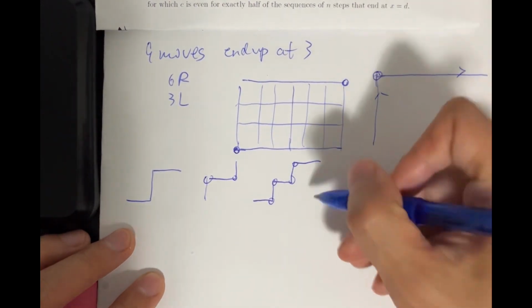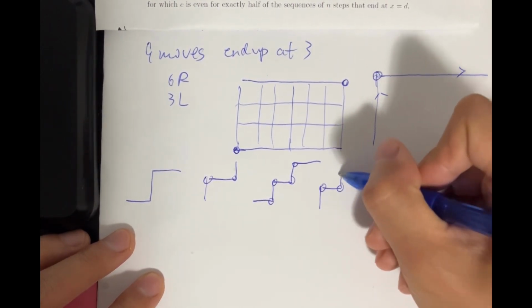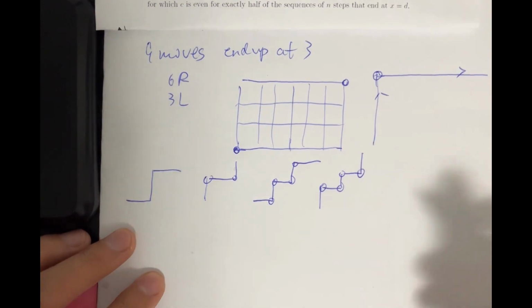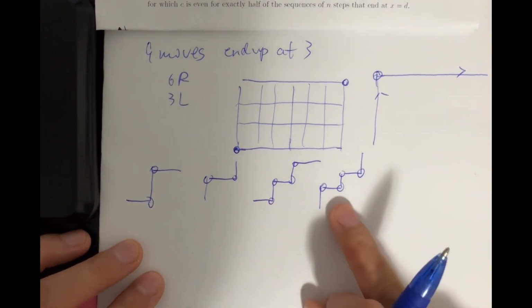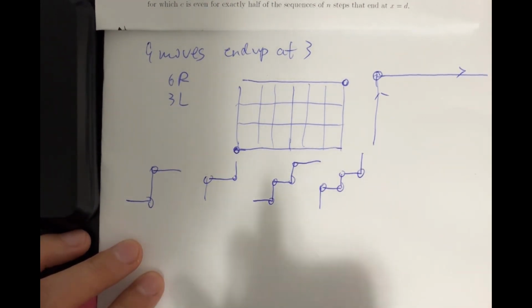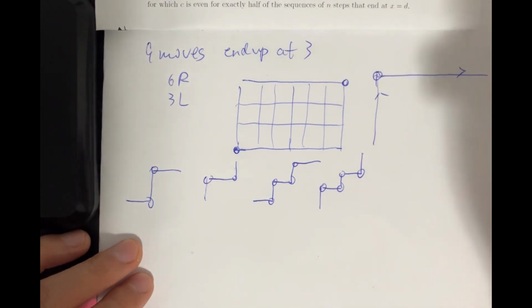Or another 4 maybe. 1, 2, 3, 1, 2, 3, 4. Okay, that's a 4, that's even. So all these kind of routes, all these kind of paths satisfy. And what's in common with them? Okay, it's easy to tell.